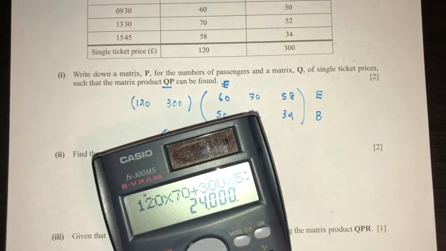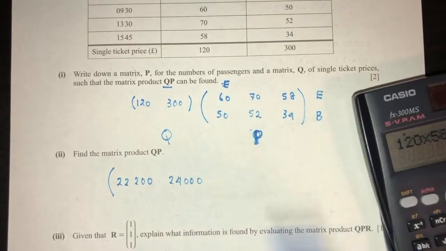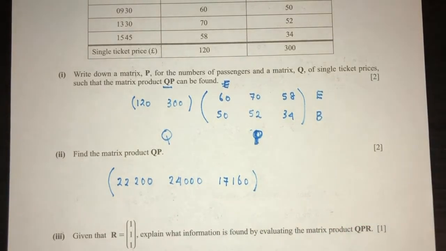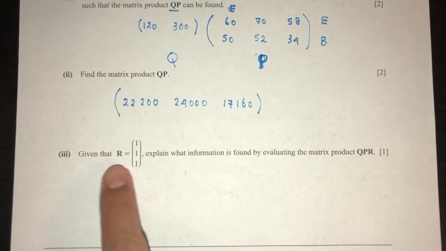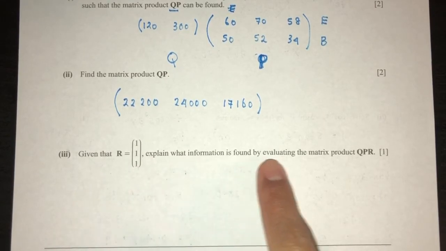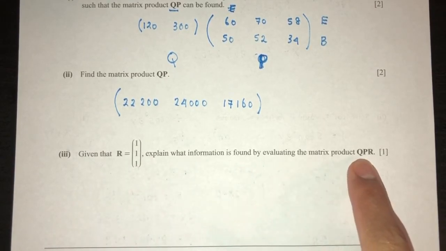And then we have 120 times 58 plus 300 times 34. That will be 17,160. That is QP. So now we have to find R. So we have R as this. Explain what information is found by evaluating the matrix QPR.